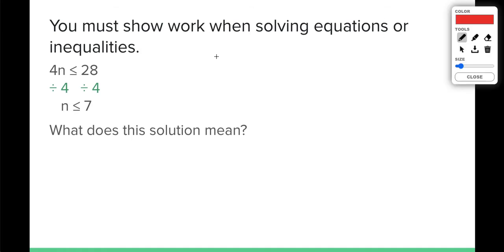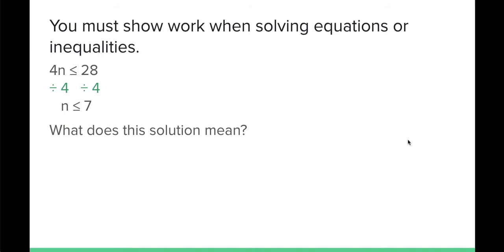Let's try something. Let's pick something that's less than or equal to 7. Let's pick 5. Let's go back into our problem and plug in a 5. 4 times 5 should be less than or equal to 28. 4 times 5 is 20. Is 20 less than or equal to 28? It is. It's less than. So my inequality makes sense.